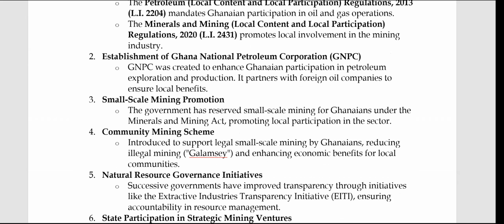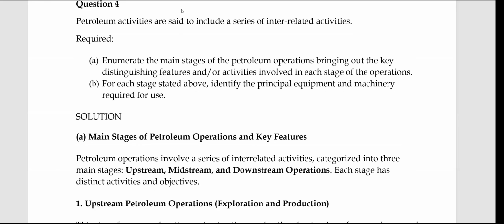Question 4. Petroleum activities are said to include a series of interrelated activities. Required: enumerate the main stages of petroleum operations, bringing out key distinguishing features and or activities involved in each stage of the operation. What are they really asking for? They are asking for the stages.